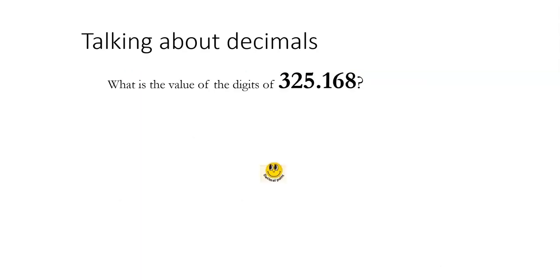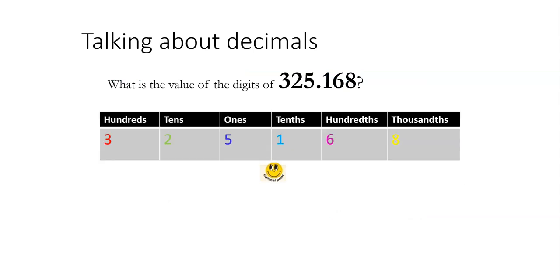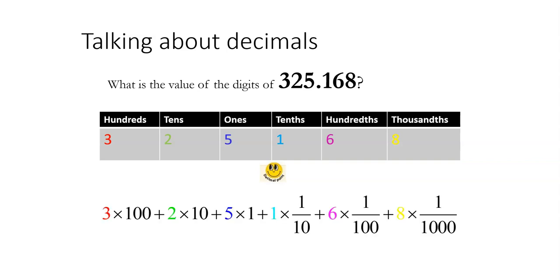All right, here's another example. Took this from a different book. 325.168 represents what? 3 hundreds, 2 tens, 5 ones. Those are your whole number units. On the other side of that decimal point is 1 tenth, 6 hundredths, and 8 thousandths. So 168 thousandths, 325 and 168 thousandths.